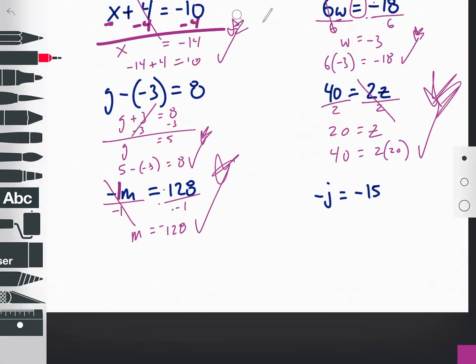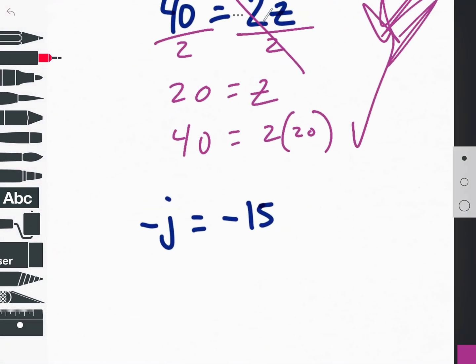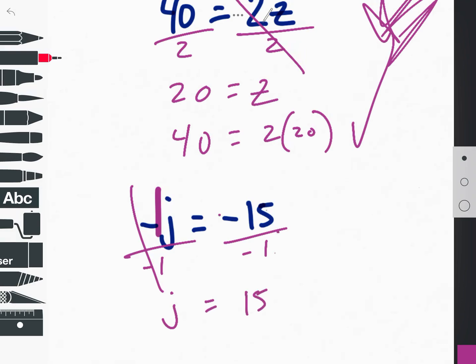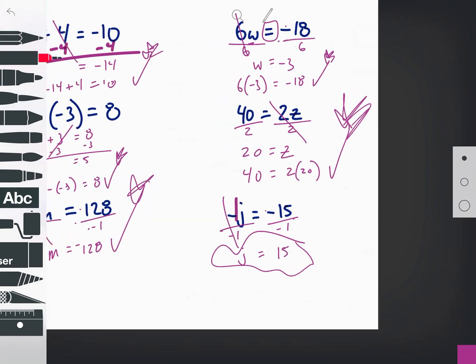A positive divided by a negative will be negative. So m is negative 128. Oh, another one. Sneaky, but no, it's not. Negative j is actually negative 1j. So I'm going to divide by negative 1 on both sides, because negative 1 over negative 1 is 1j. 15 divided by 1 is 15. A negative divided by a negative will be positive. So j is 15.